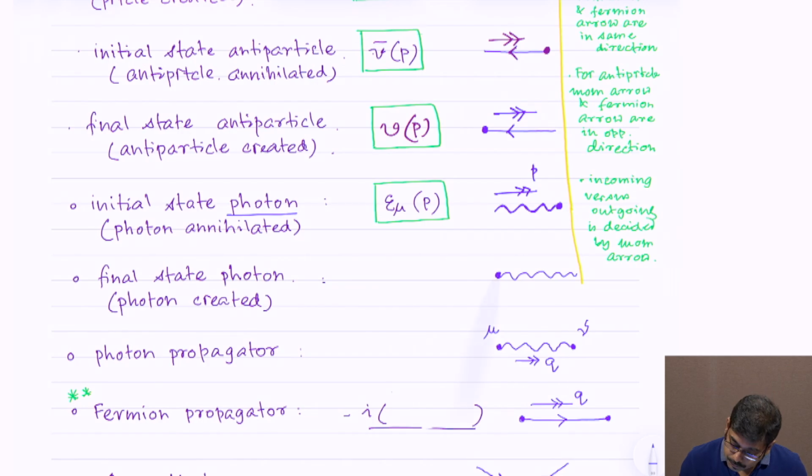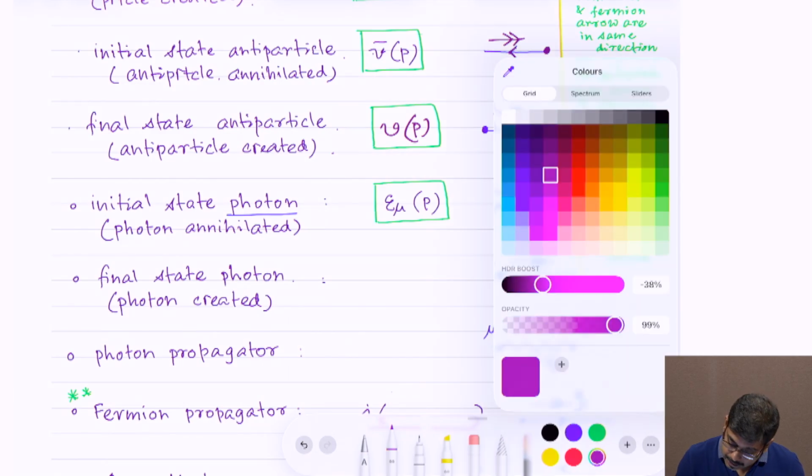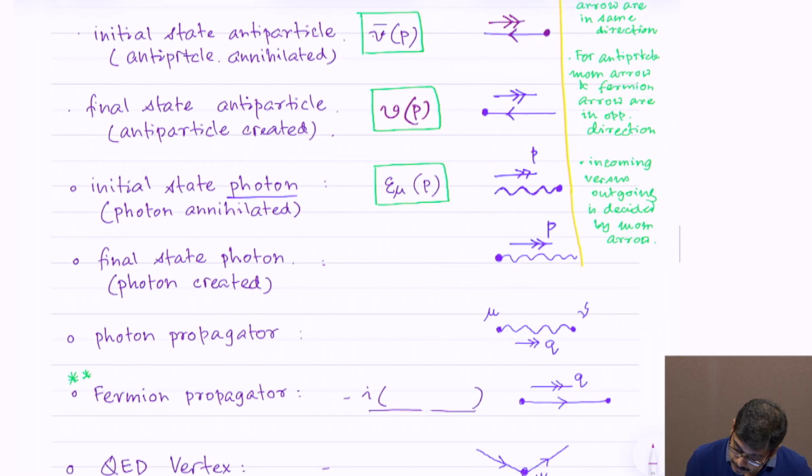So, what will happen to the final state photon? Final state photon means a photon which has been created. Once again, if this is the vertex, then the momentum is flowing out of the vertex, and this is once again momentum p. How do I mathematically represent this photon which is being created? You can say that this will be described by epsilon mu star of p, correct?